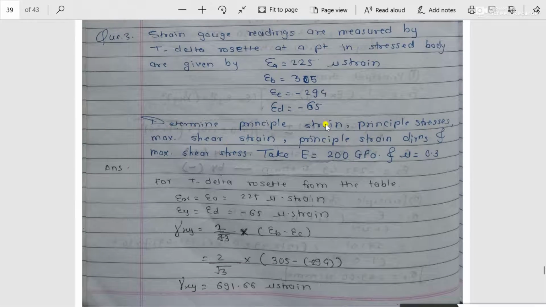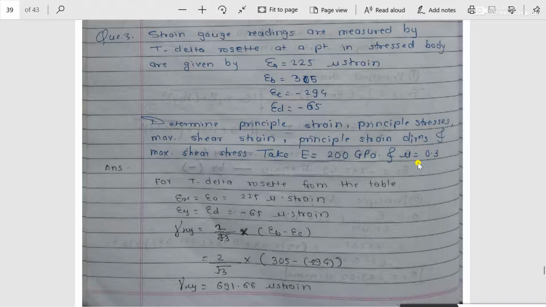Then what they have asked: determine the principal strains, that is epsilon 1, epsilon 2, then principal stresses sigma 1, sigma 2, maximum shear strain, that is gamma max, we have to calculate, then principal strain directions, that is phi 1 and phi 2, and maximum shear stress, that is tau max, also we have to calculate. And they have mentioned some constant parameters, that is E is equal to 200 gigapascal, and mu is equal to 0.3.